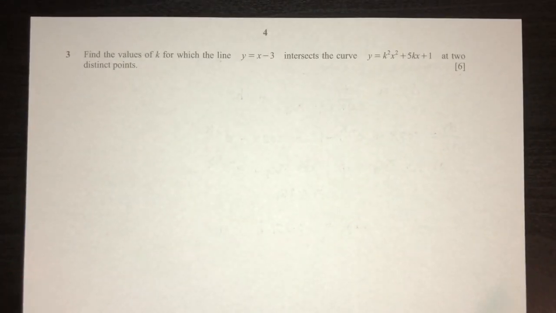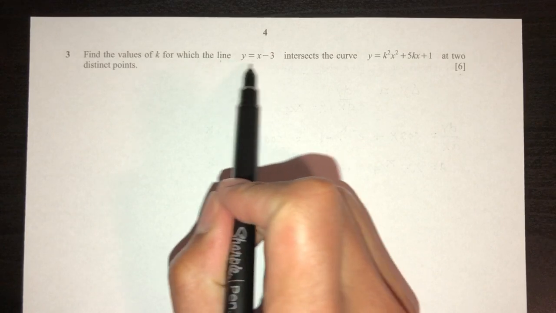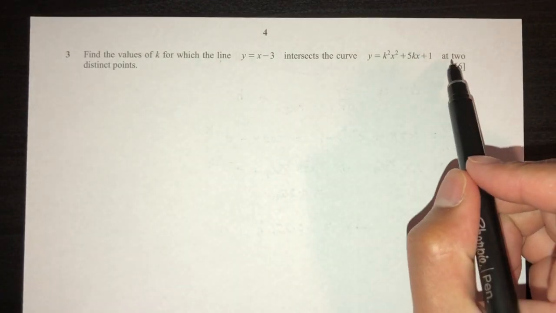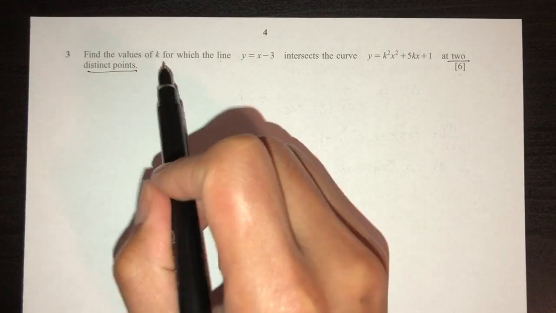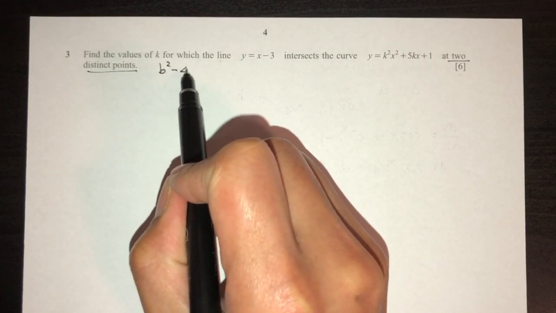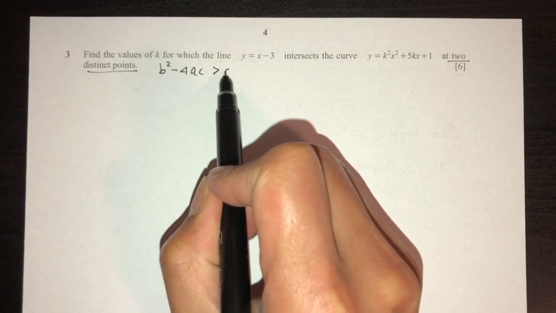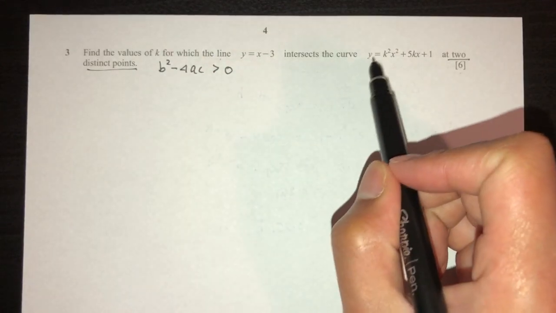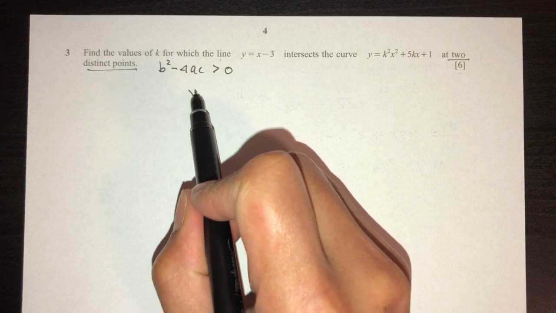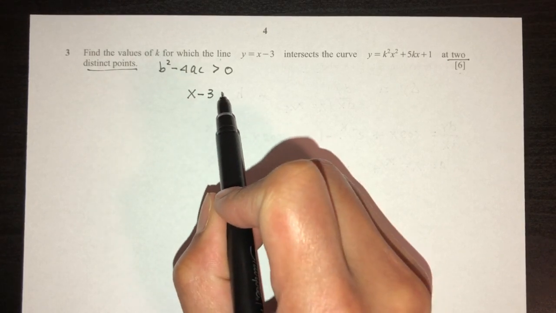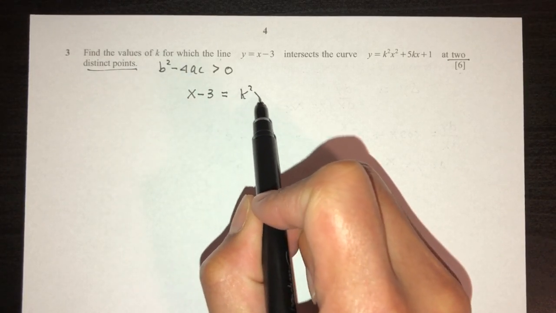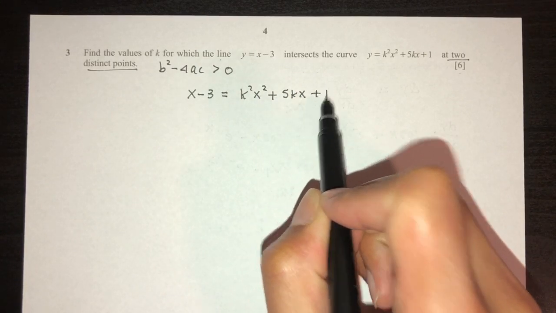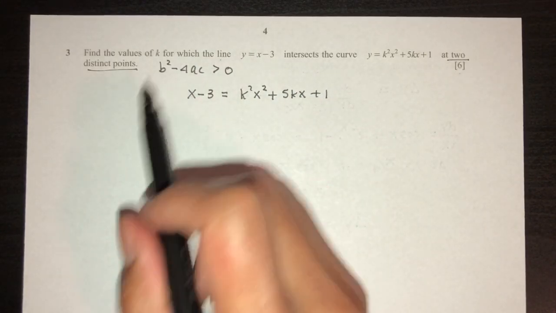So here we have to find the values of k for which the line y and this curve intersect at 2 distinct points. So whenever you see 2 distinct points, it means b squared minus 4ac has to be more than 0. Okay, so here we have y, here we have y. We can solve simultaneously. On one side you will have this, and then you will have this one on the other side. Okay, and plus 1.